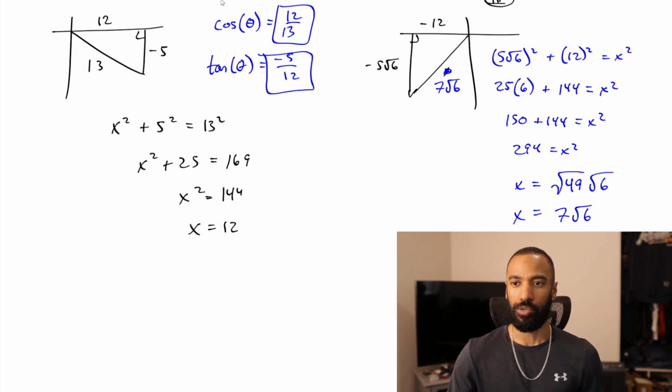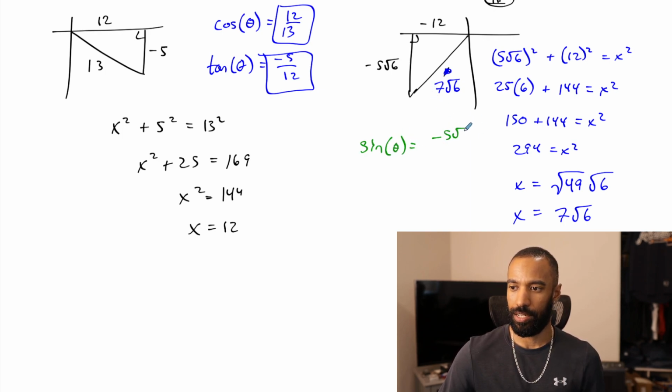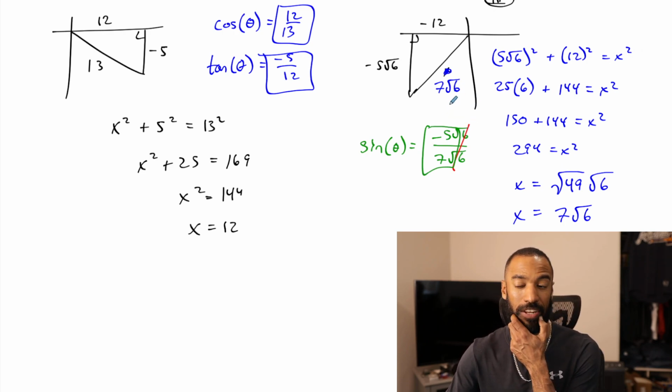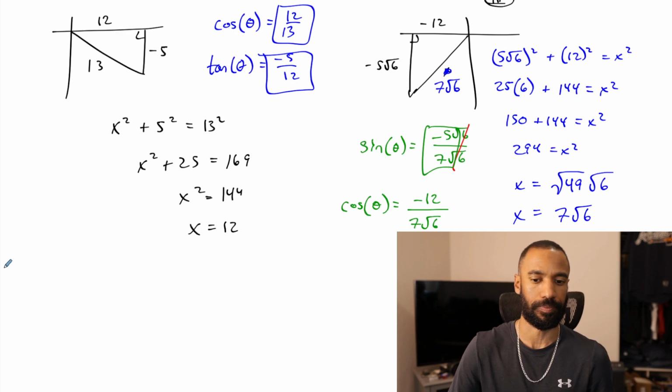Okay, so we got to do sine of this and cosine of this. Sine of this angle is going to be opposite over hypotenuse. This is nice because the root 6's go away and you're left with negative 5/7. And it should be negative. And same with cosine, should also be negative. But this one is negative 12 over 7 root 6, and that's not rational.